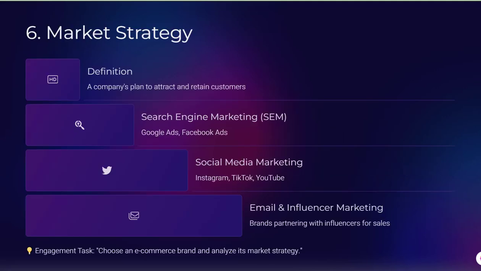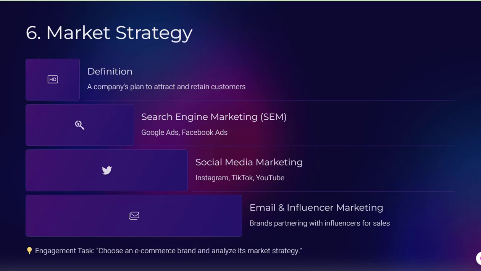Now we look at number 6. The sixth key element of e-business commerce is market strategy. We refer to the market opportunities, and now we have market strategy, factor number 3 and factor number 6, right? A market strategy is a company's plan to attract and retain customers. How to attract customers, how to maintain customers.